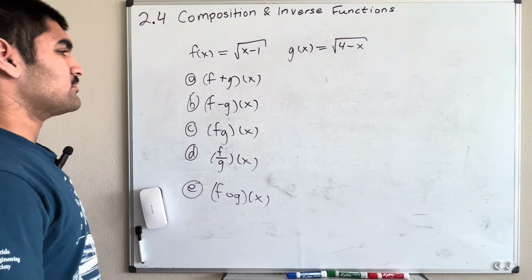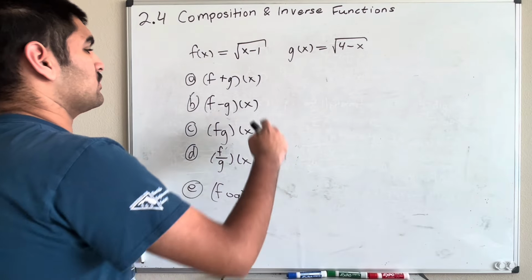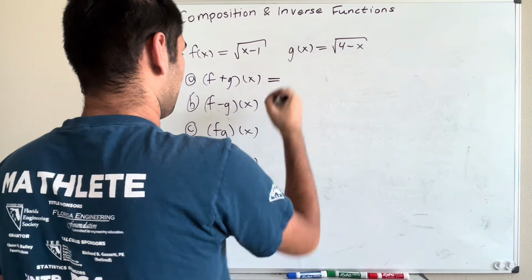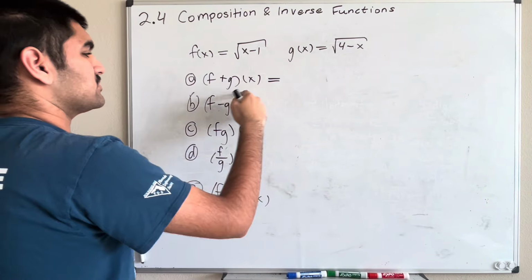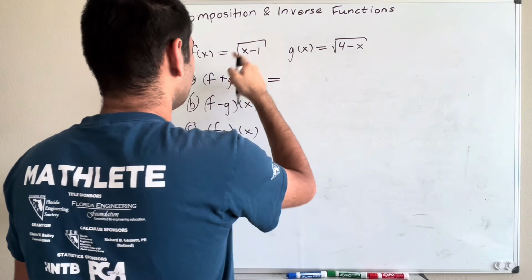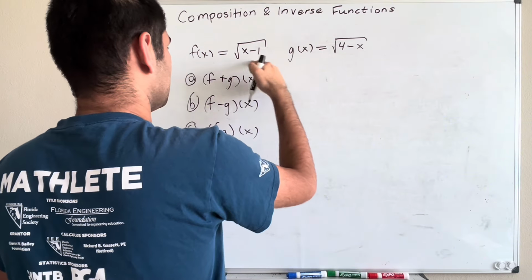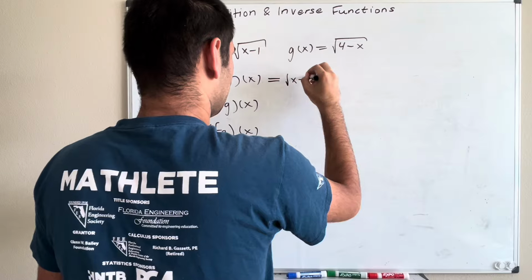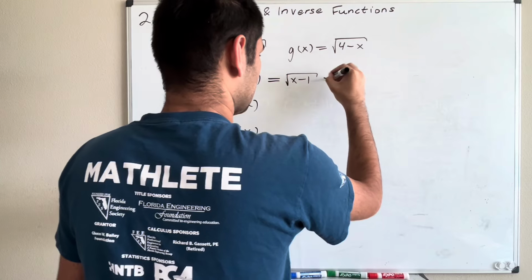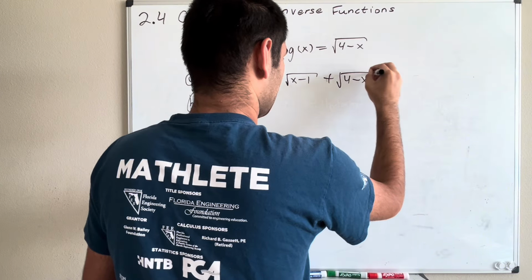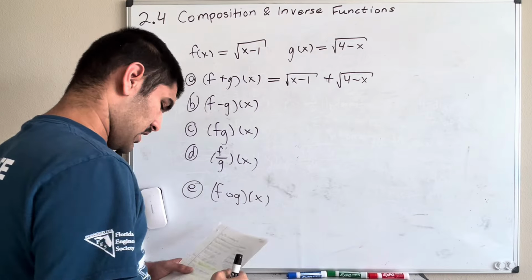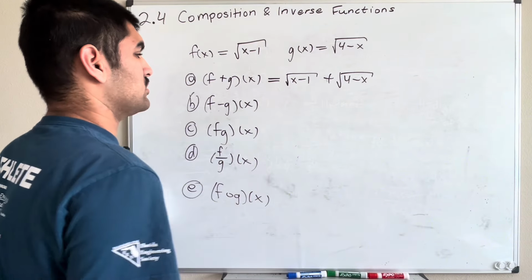All right, I'm assuming that you had a go at it. Let's work through these one by one. For the first one, f plus g of x is simply f of x plus g of x. So it's the first function, the square root of x minus 1, plus g of x, which is the square root of 4 minus x. You can't simplify this any further, so this is just the function.